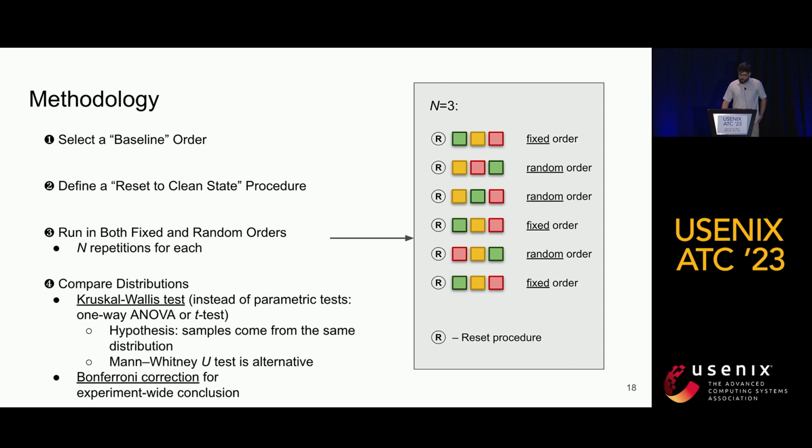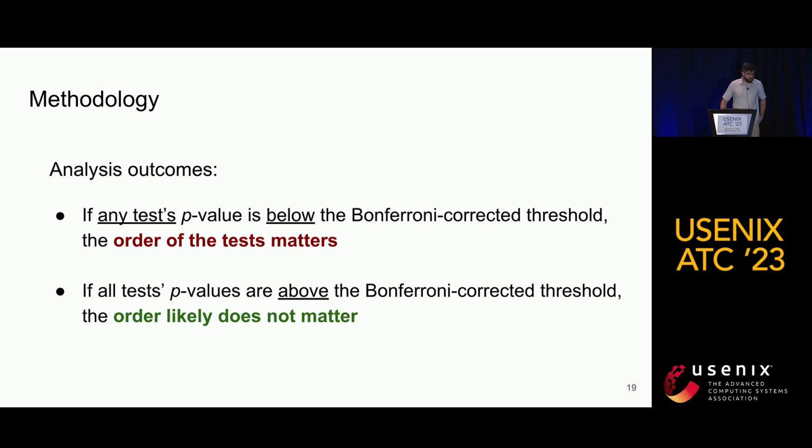And then we use in our work something called Bonferroni correction. That's important for doing multiple comparisons. It turns out if you follow this procedure, you can arrive at 2 conclusions. First, if any of the tests' p-values fall below this threshold, then the order of the tests matters. Alternatively, if all of the tests return p-values that are greater than that threshold, the order likely does not matter. Again, we're just using a set of statistical tests and then interpreting the results for the overall experiment and for the individual tests we're running.